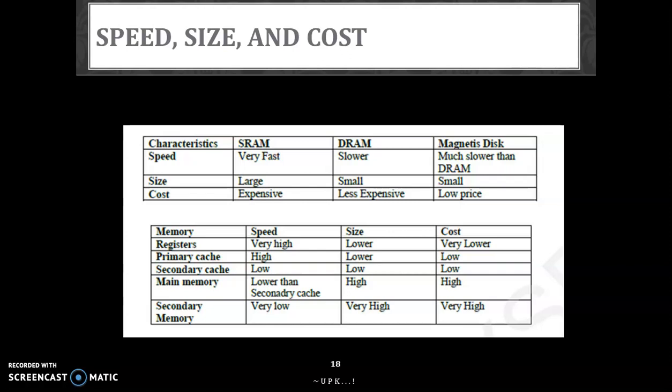Okay? Size. SRAM is large because we have kept a lot of data in it and its size is very big. Dynamic RAM is small. Magnetic disk is actually still smaller. The drives and all almost take the same size as DRAM. The cost: SRAM is expensive, DRAM is less expensive, and magnetic disk is low price. In CD, today you can get it for 2 rupees.